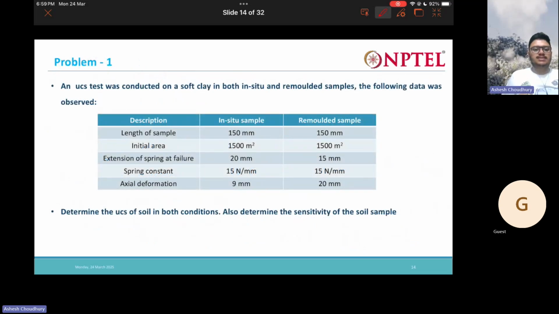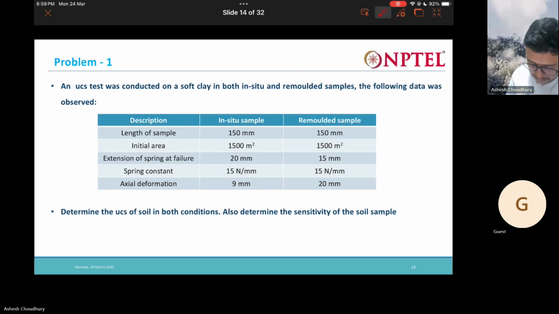So a UCS test, unconfined compressive strength, was conducted on a soft clay in both in situ soil samples, meaning undisturbed soil sample, and remolded samples. The following data were observed. These are the results obtained for both in situ and remolded samples. Determine the unconfined compressive strength of the soil in both conditions. Also determine the sensitivity of the soil sample.